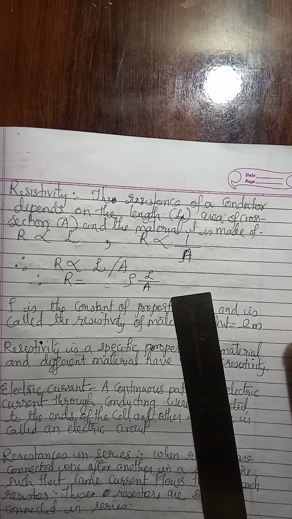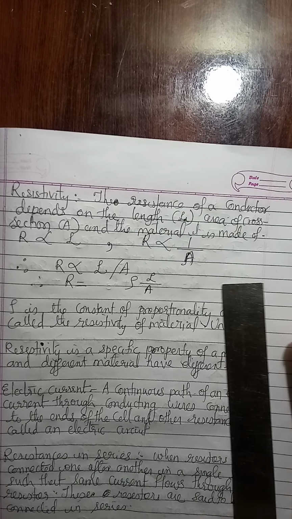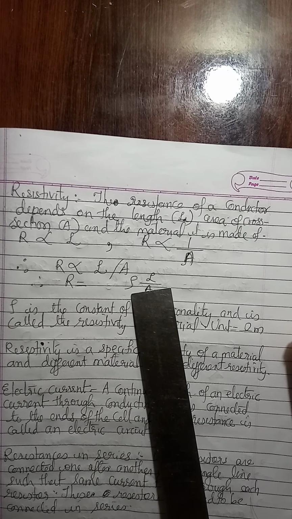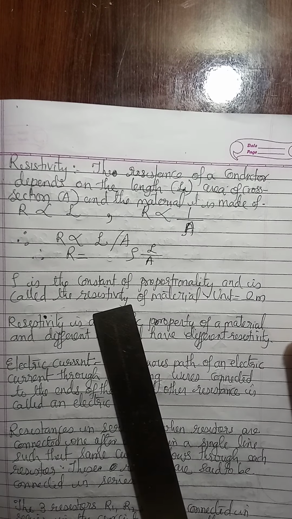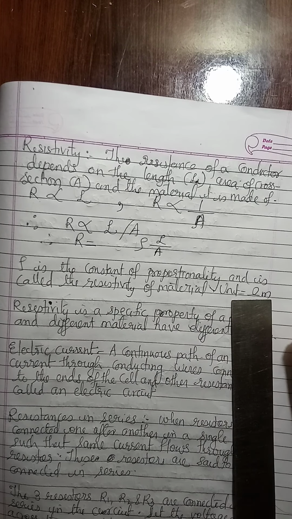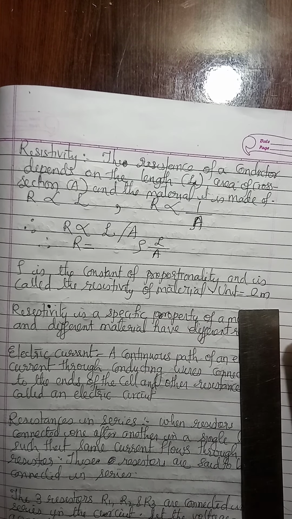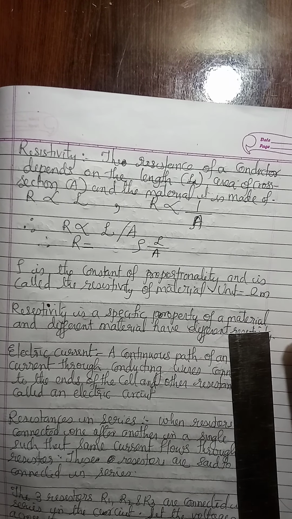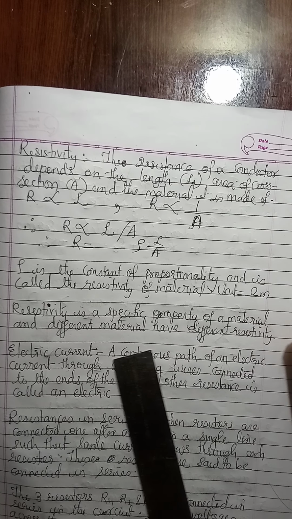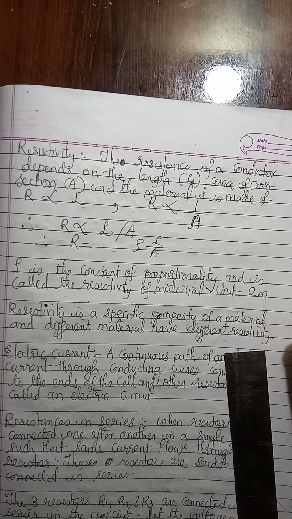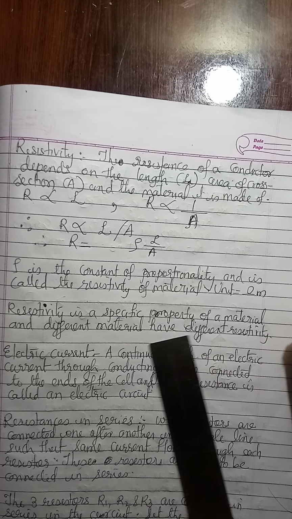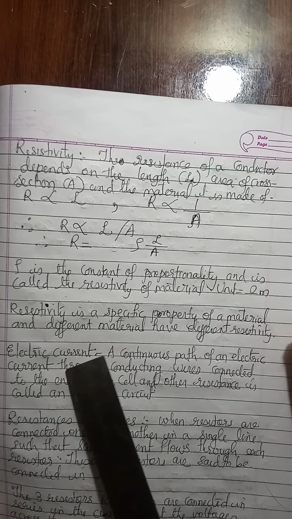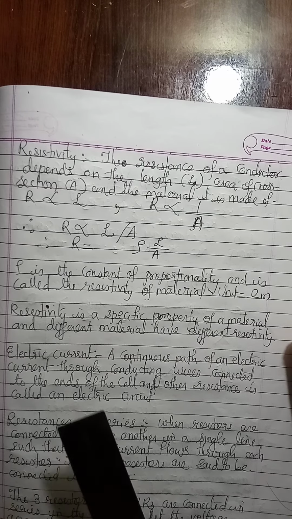Whenever we remove the proportionality sign, we put one constant letter. Here the constant letter is rho. So R equals rho L upon A, where rho is the constant of proportionality and is called the resistivity of the material, and its unit is Ohm meter. Resistivity is a specific property of a material, and different materials have different resistivity. Since their density is different, the material is different, and therefore resistivity is also different. The flow of electrons is also different in each and every material.